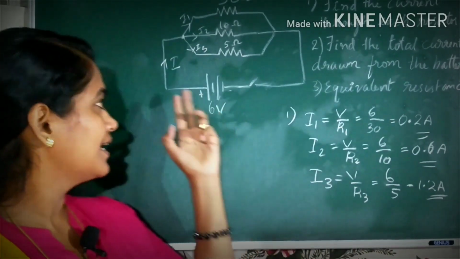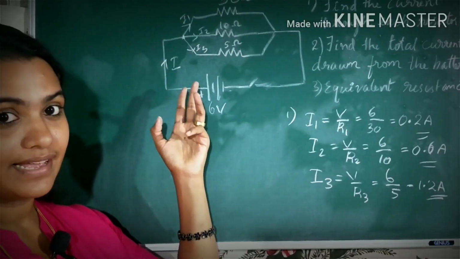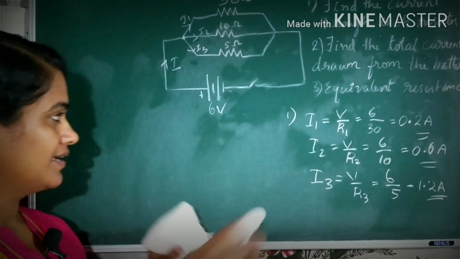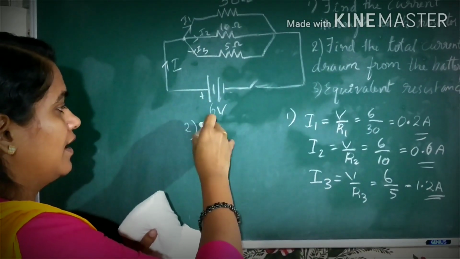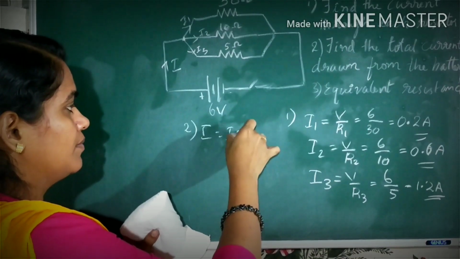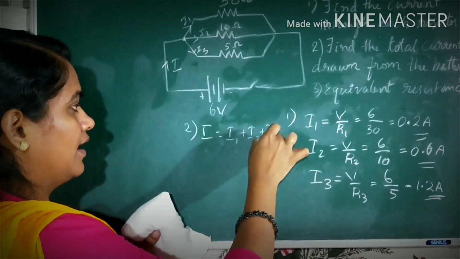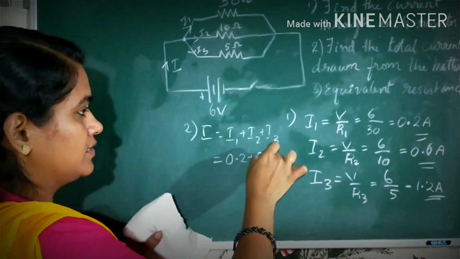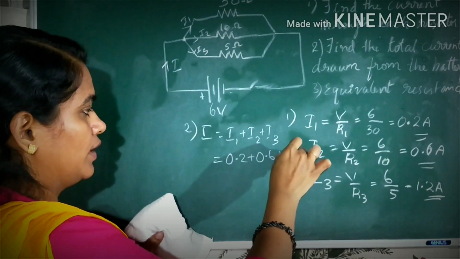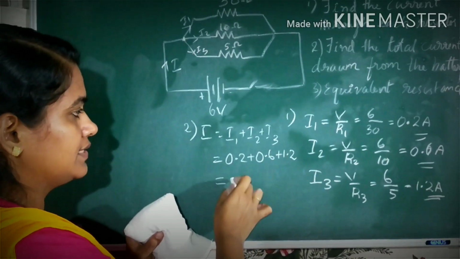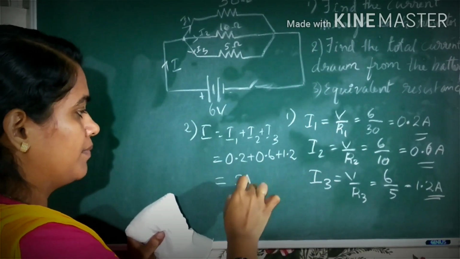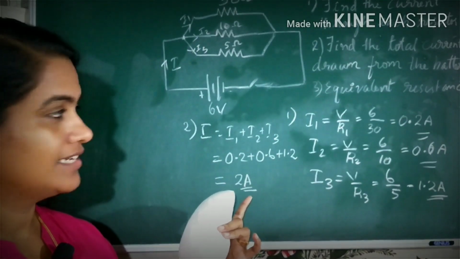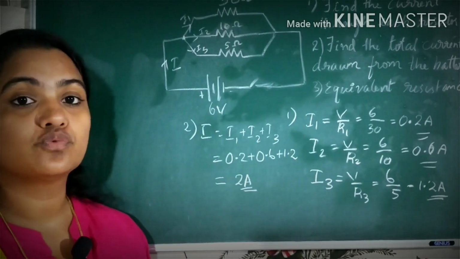So the total current is current I, that is I1 plus I2 plus I3. That is, the total current I is equal to I1 plus I2 plus I3, which is 0.2 plus 0.6 plus 1.2. That is equal to 2 ampere. So we get the total current drawn from the battery as 2 ampere.